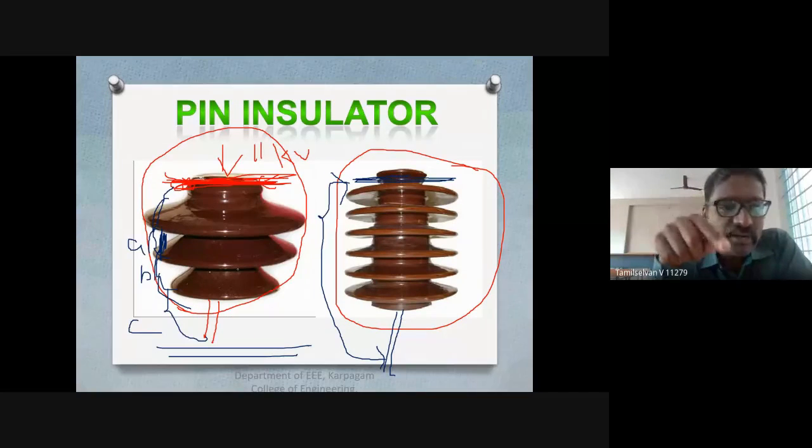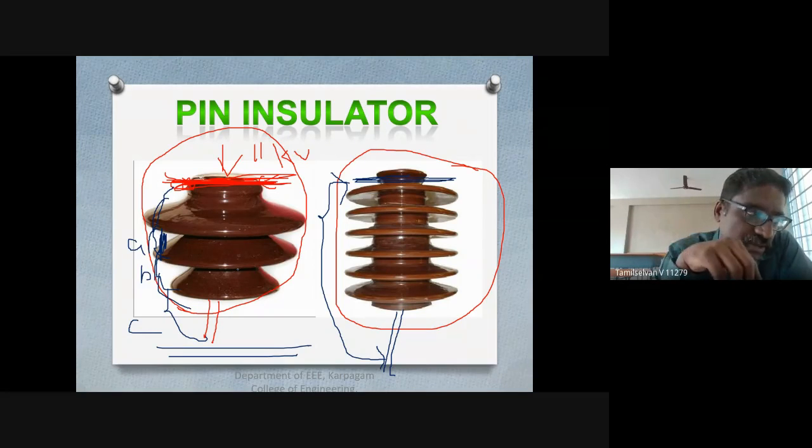If there is an arc between your conductor and your pin to the earth, then that is called a flashover. So puncture means, remember, the discharge occurs from the conductor to the pin through the body of the insulators. That is called a puncture.